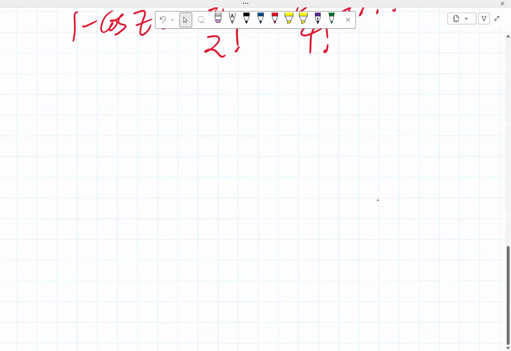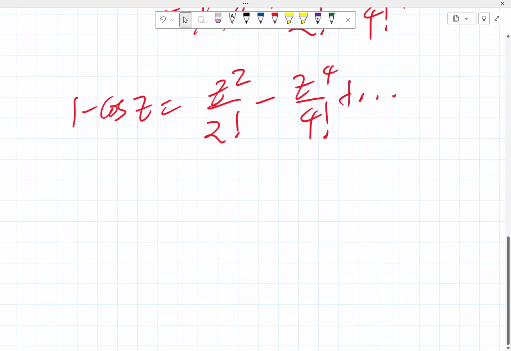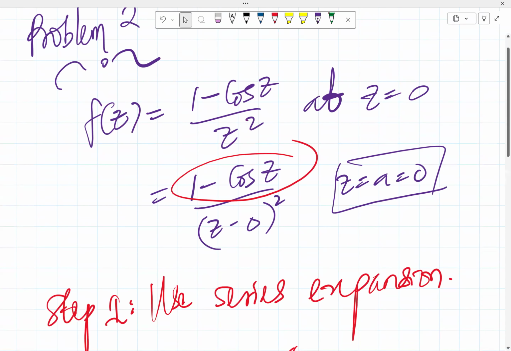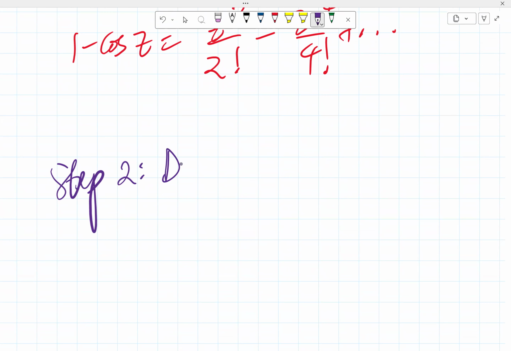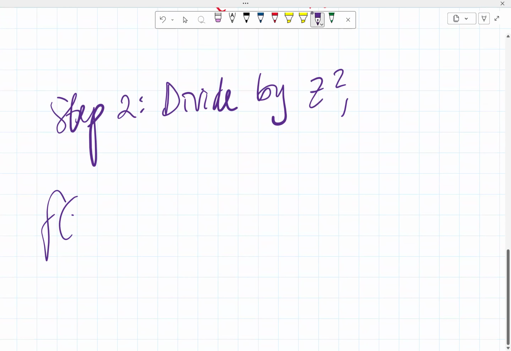So it means that there's a possibility of avoiding the z squared. We have z squared under, so we can avoid that. That tells us that in step 2, we can divide by z squared. So f of z itself then is equal to 1 minus cos z all over z squared.